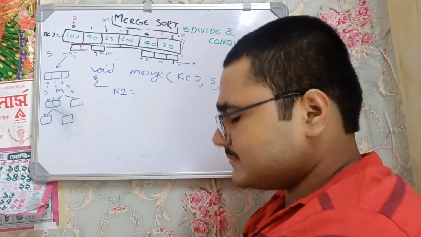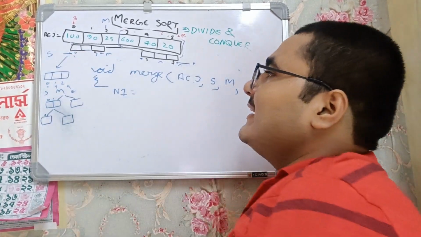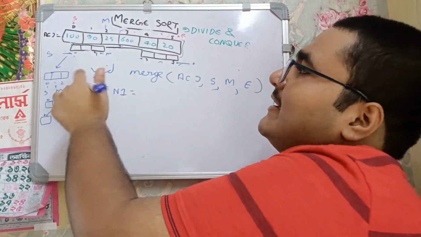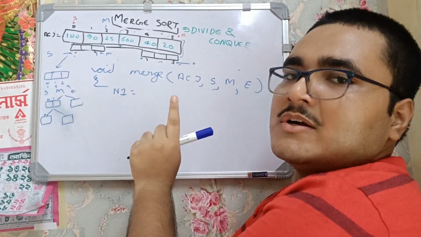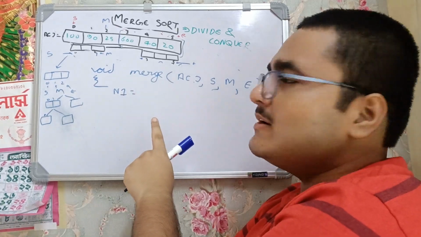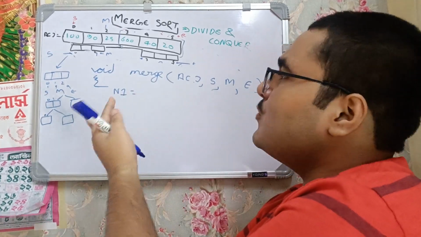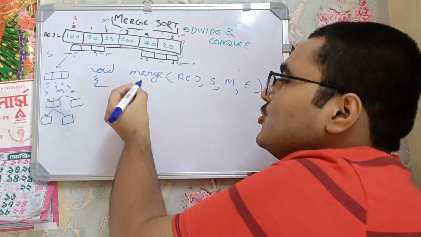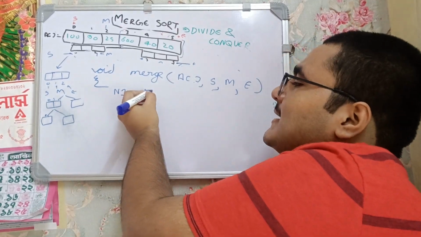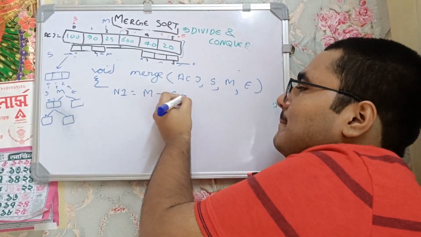So can I say it is like 2 minus 0 plus 1? 2 minus 0 plus 1, that is the size of the array. 2 minus 0 is 2, plus 1 is 3, that is the size of the array. So it's like mid minus start plus 1.